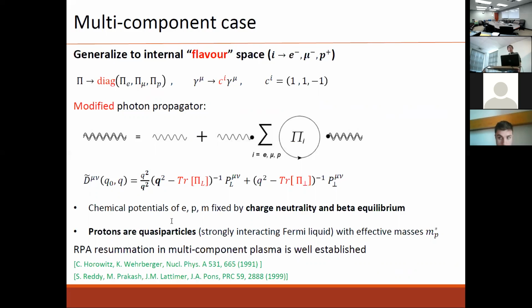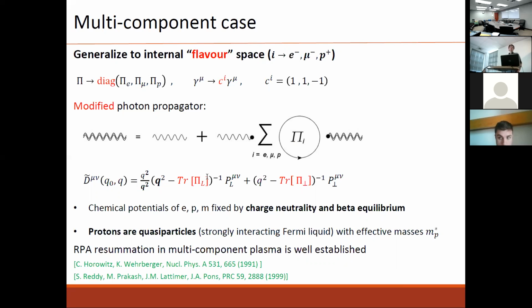Then the first thing you have to do is you take your polarization functions and you generalize them in, let's say, an internal flavor space that is spanned by electrons, muons, and protons. And then basically you go through with the same thing. You calculate your Dyson equation for the photon propagator and you invert it. At the end of the day, what it amounts to is that you have a dressed photon propagator, which now has the trace of all these polarization functions in there instead of just one of them.